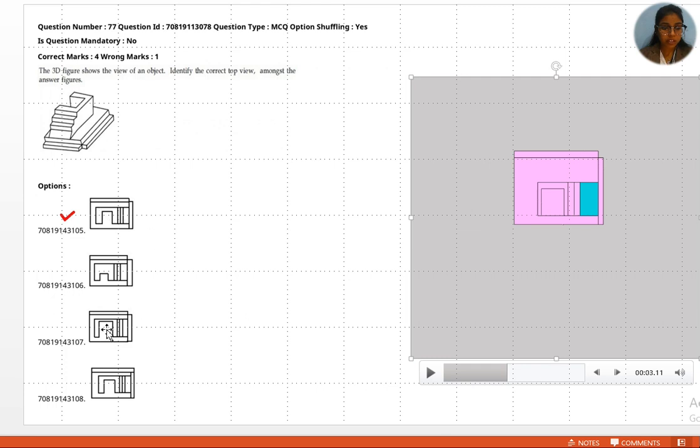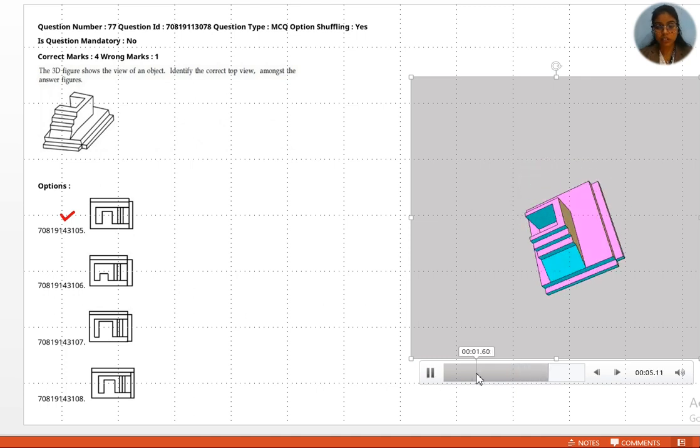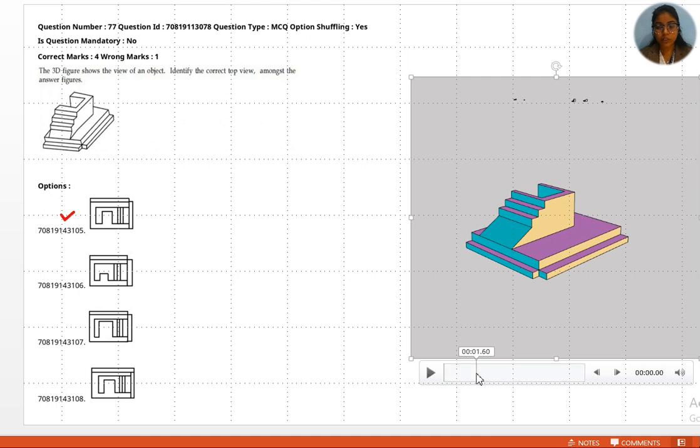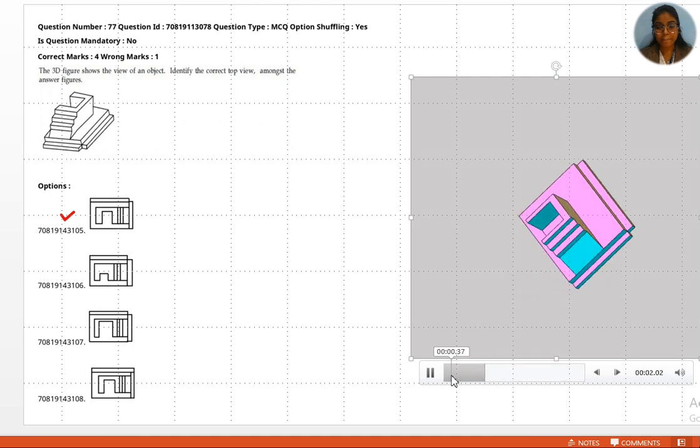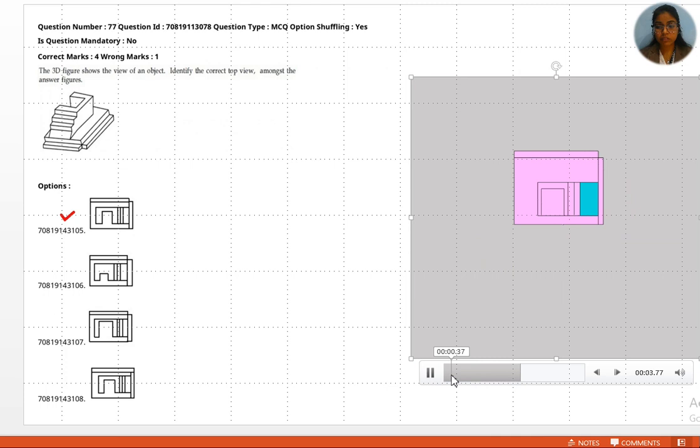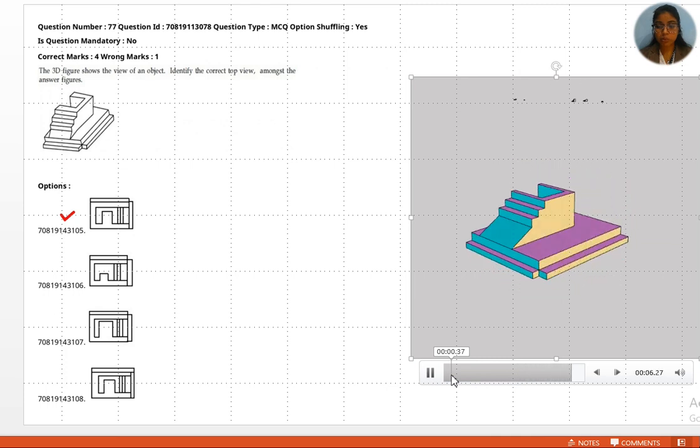Now we are left with A and C. In option C, they have shortened the width of this C part. That's why this is also wrong, and A is your correct answer. In this way, we are rotating it. Look at the width of the C part. It should be equal, and the cutout part should be in the top right hand side.